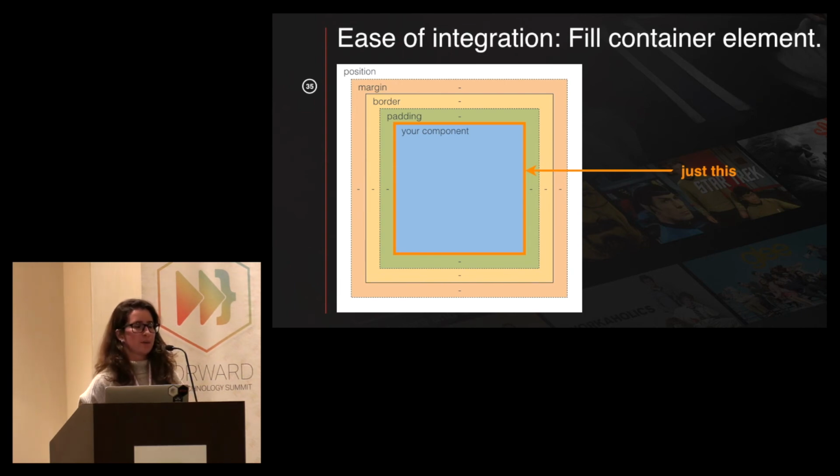So your components should take up 100% width and height of the container element that they're in, because parent projects will often place them in a container to try and place them. But if you've got padding or margin, it's not going to be where they're expecting it to be, and they may need to start overriding the CSS in your component.